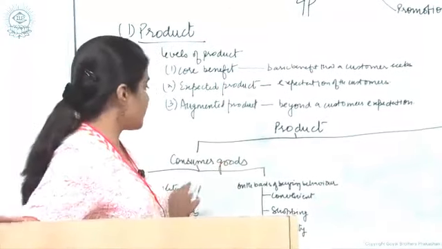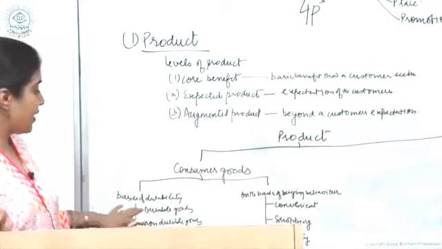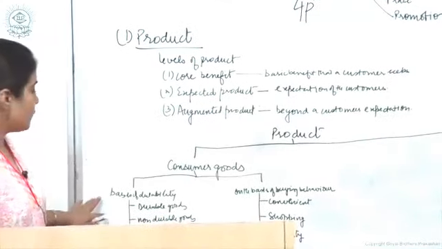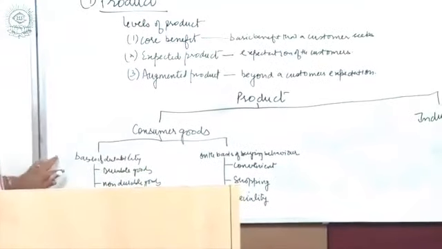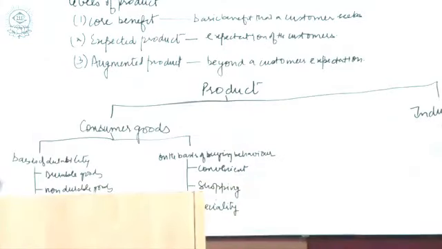Now, consumer products can further be classified on two bases: on the basis of durability and on the basis of the buying behavior. Number one, coming to the basis of durability. The first one is consumer durables or durable products, right?